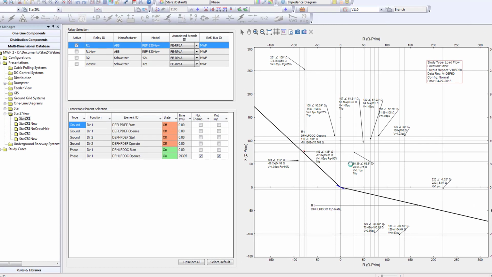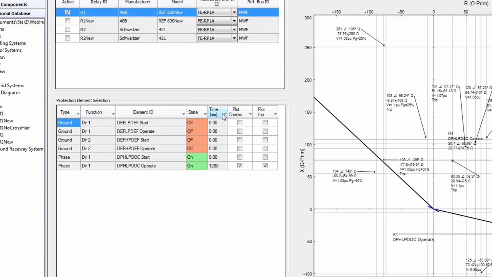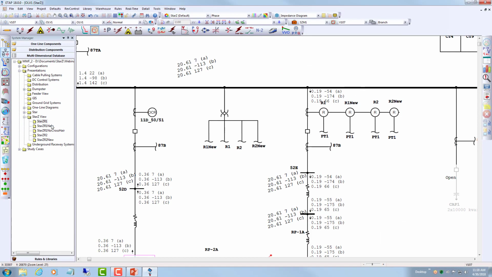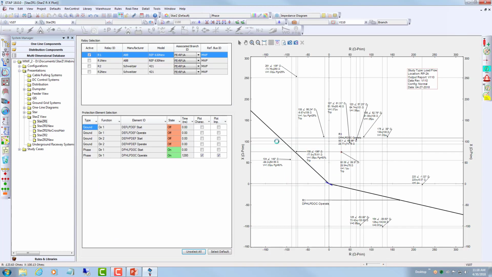If I go to the 10%, you can look at the trip time. In this case it is about 1280 milliseconds, which is about 1.3 seconds. Now let's get back to the other StarZ view and look at, by the way, we are using a StarZ mode to do this analysis.